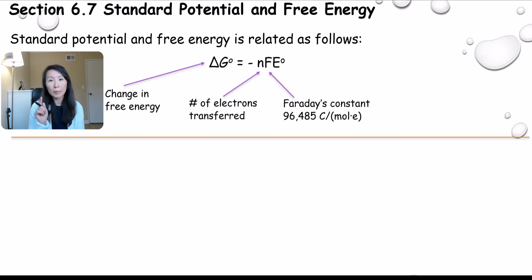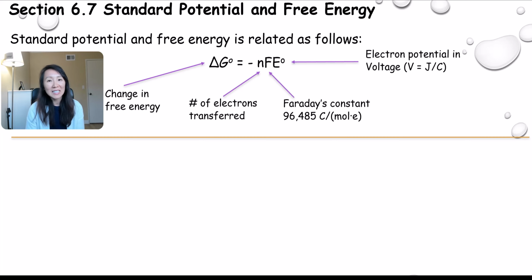96,485 coulombs per mole. The dot means multiplication, and this E represents electrons. And we have the E naught, which is the standard potential, in units of voltage, joules per coulomb, also known as volts. Utilizing this equation, you can find the relationship between the change in free energy and the voltage. Also, we can find the relationship between the standard potential and the spontaneity.